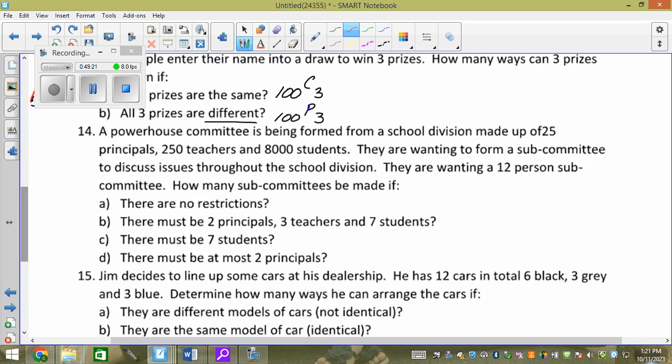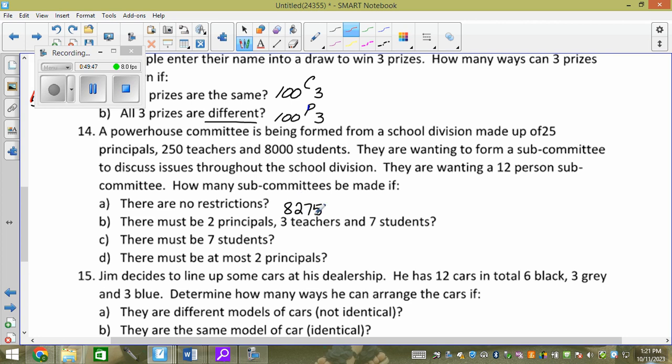Now here, a powerhouse committee is being formed from the school division made up of 25 principals, 250 teachers, 8,000 students. They are wanting to form a subcommittee to discuss issues throughout the school division. They are wanting a 12-person subcommittee. How many subcommittees can be made? So when we add them all up, 8,000, 250, and 25, we get 8,275, right?